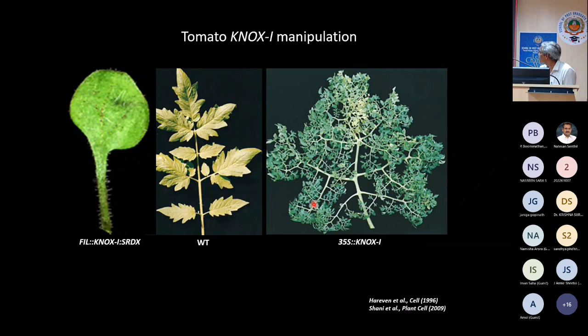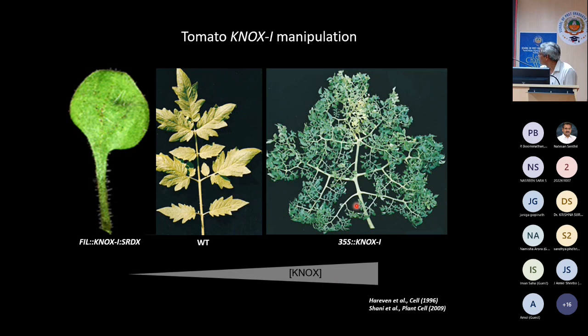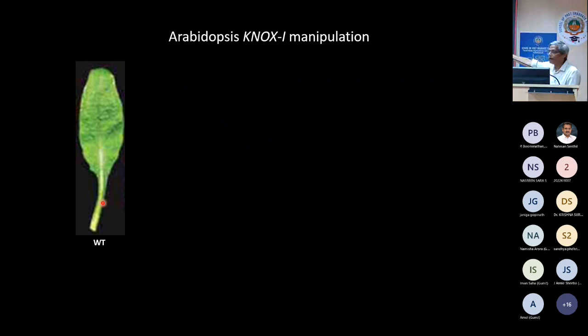All this work is done mostly in Israel, but in other groups also. So the more the NOX gene, the more the complexity. The less the NOX gene, the less the complexity. So you can convert a compound leaf into either simple or more compound. What about in the simple leaf? Because we know that Arabidopsis and Antirrhinum are simple leaves. Antirrhinum majus is very difficult to transform. Arabidopsis is so easy. So overexpress these NOX1 genes or the stem cell genes in Arabidopsis. This is normal. You can't make it more simple, right? Because it's already simple. A compound leaf can be simple or more complex, whereas simple can't be simpler, but it can be converted into a compound.